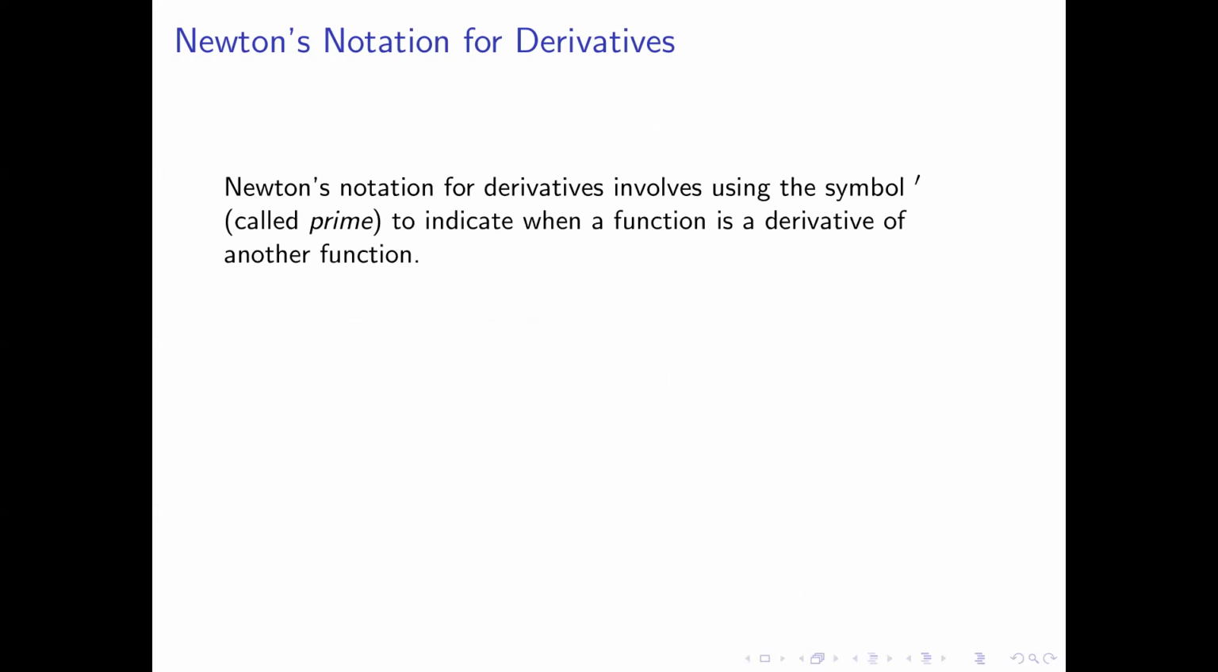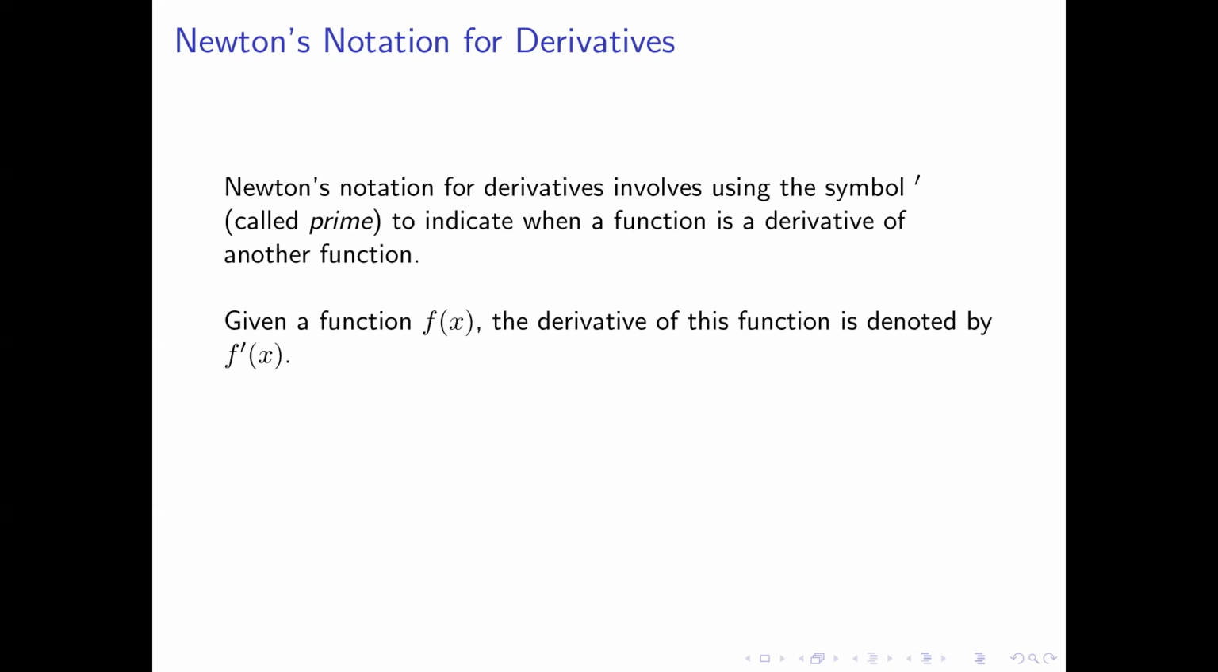We'll start with Newton's notation. What we're actually looking at here is a variation of Newton's notation that's a little bit easier. It was developed by a mathematician named Lagrange, but it goes back to some of the things Newton was doing. So we'll call it Newton's notation. Newton's notation for derivatives involves using a symbol that we call prime. A prime symbol looks a little bit like an apostrophe, but it's not rounded. It's that very, very small little mark you see there. And we use the prime symbol to indicate when one function is a derivative of another one.